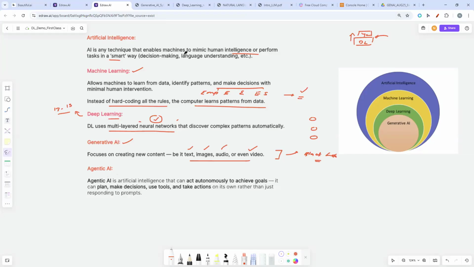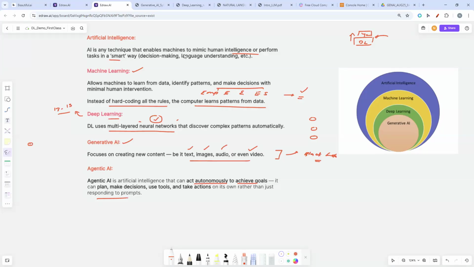Okay, and then agentic AI. Agentic AI is an artificial intelligence field again. Altogether, it is a different one. It will not be a part of generative AI. In agentic AI, it can act autonomously to achieve goals. It can plan, make decisions, use tools, and take actions on its own rather than just responding to prompts.